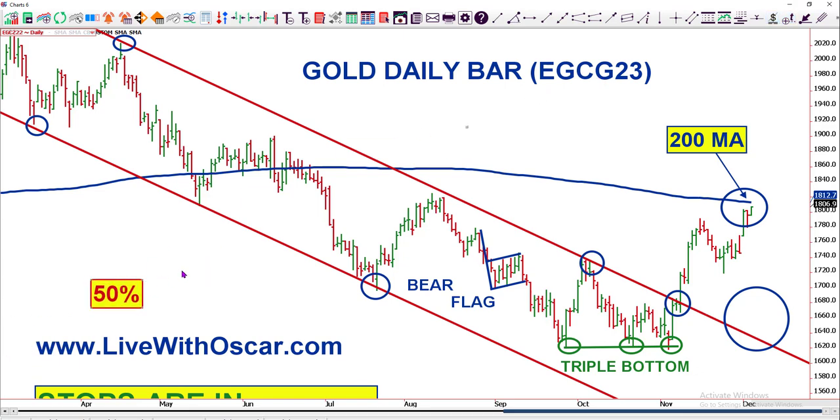Barring that, kids, good luck trading out there. Remember, it's all about the dollar.